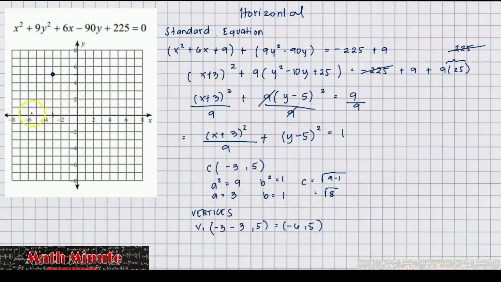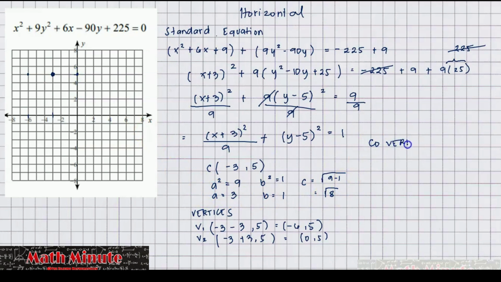We locate it here, so negative 6, positive 5, so it's your v sub 1. V sub 2 would be negative 3 plus 3, 5. That would be equal to 0, 5. So 0, 5, it's this part. So those are your vertices.